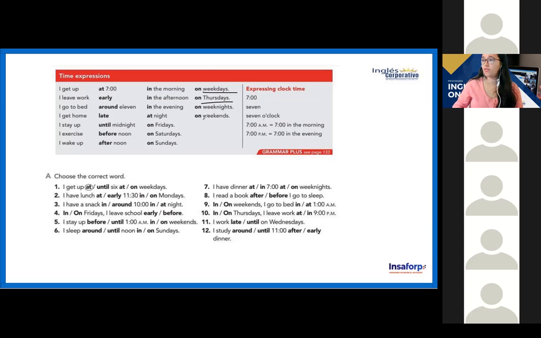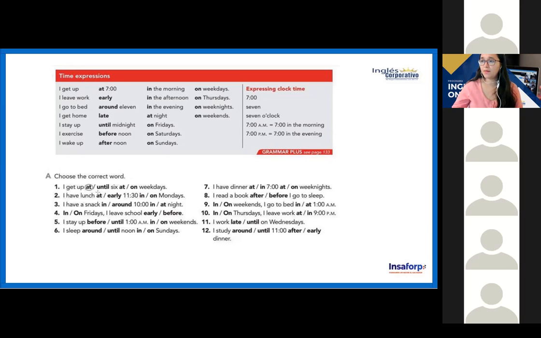Okay, and then we have, for example, the expressions with clock time, 7 o'clock or 7 a.m., 7 in the morning, and those expressions that we can use with time. Okay, do you have questions about, for example, anywhere here? Questions? No. No, okay, good. So let's practice, right? Let's practice.